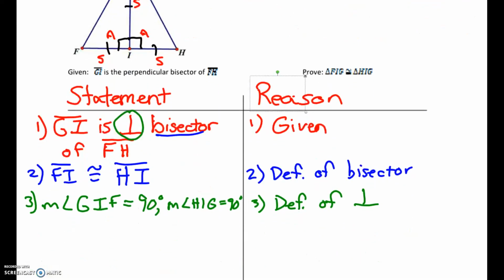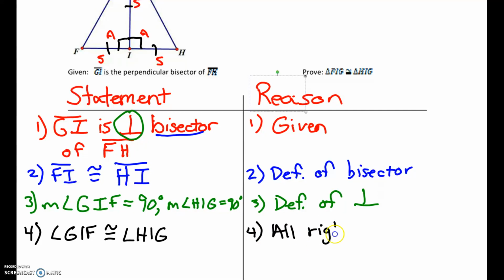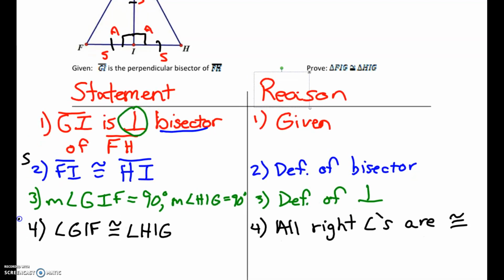Well, we then have a really nice theorem that we proved way back when you first learned how to prove, like your very first proof, which basically says that if two angles equal 90 degrees, then they are congruent. Angle GIF then is congruent to angle HIG. And my reason, I don't remember the name of it, but I can tell you that angles are congruent. All right, so so far we have proven up here, we proved a side, we just proved an angle.